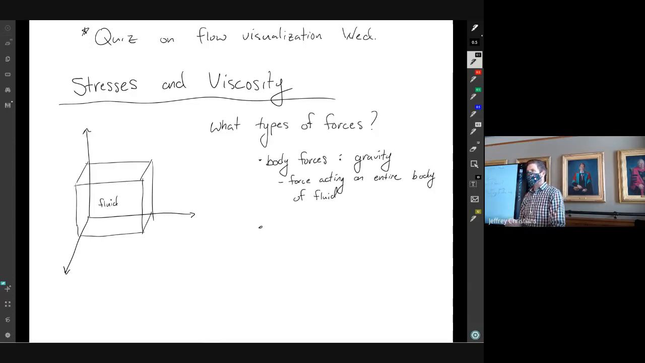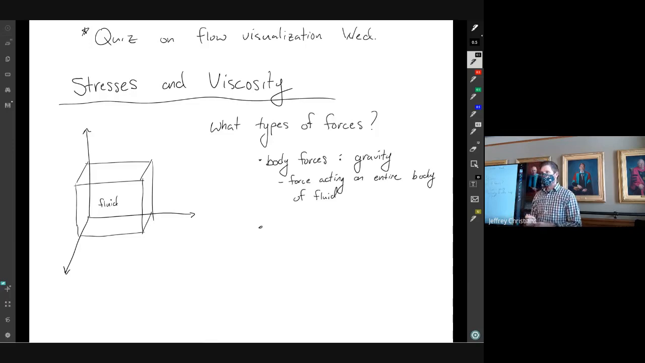The other body force that you can run into, but we never will in this class, would be like electricity or magnetism. If you have a ferromagnetic fluid, which is really rare, you could potentially have a magnetic force acting throughout the entire fluid.